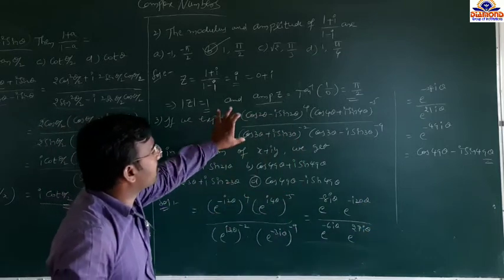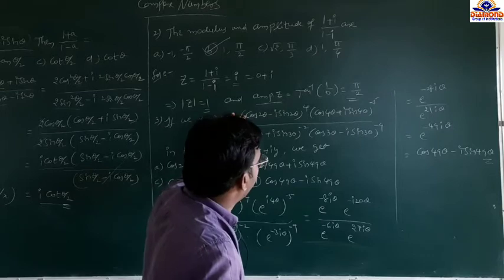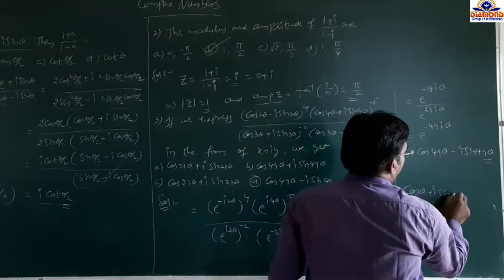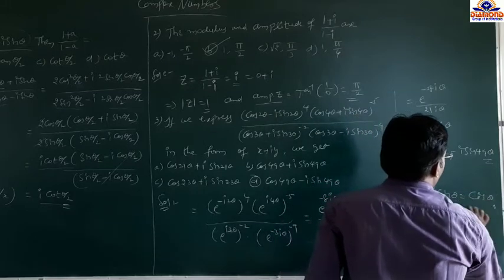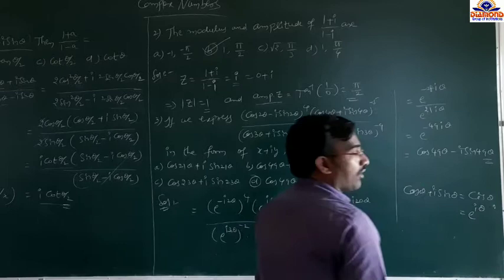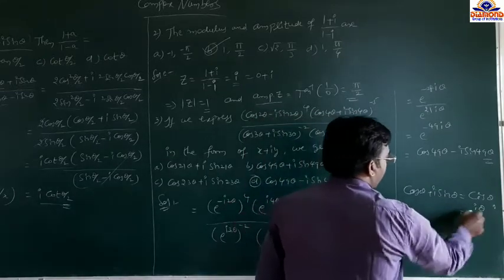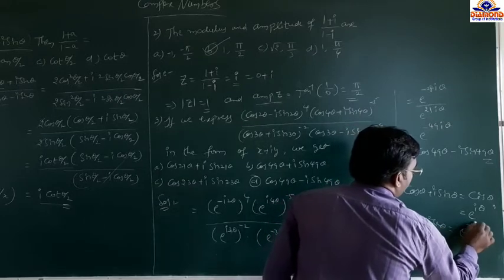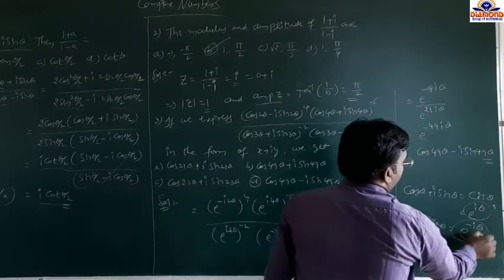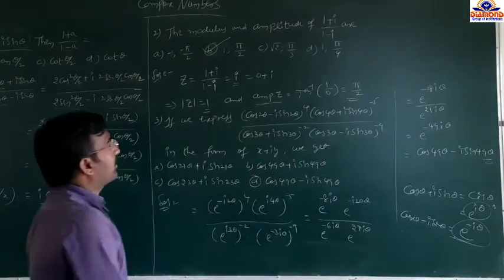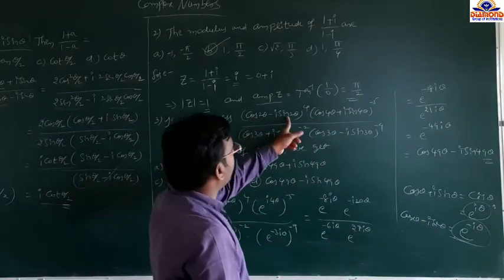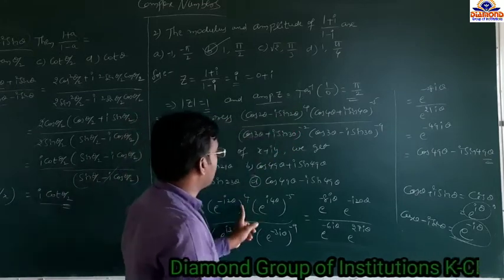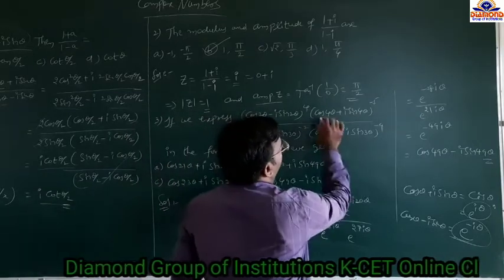So the given expression, for easy calculation, you know that cos theta plus i sin theta can be written as e power i theta. Similarly, cos theta minus i sin theta can be written as e power minus i theta. According to that, what can you write for this one? Cos 2 theta minus i sin 2 theta is nothing but e power minus i 2 theta, whole power 4, into cos 4 theta plus i sin 4 theta.